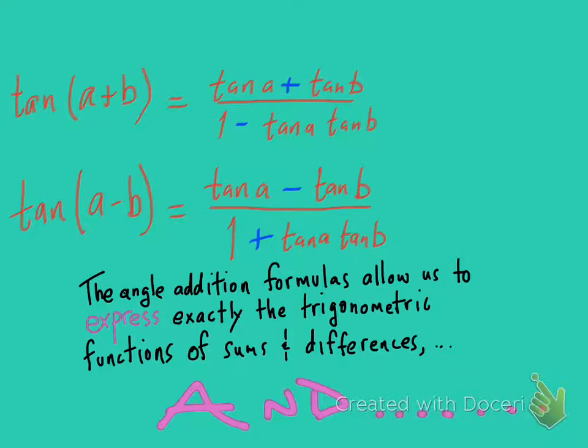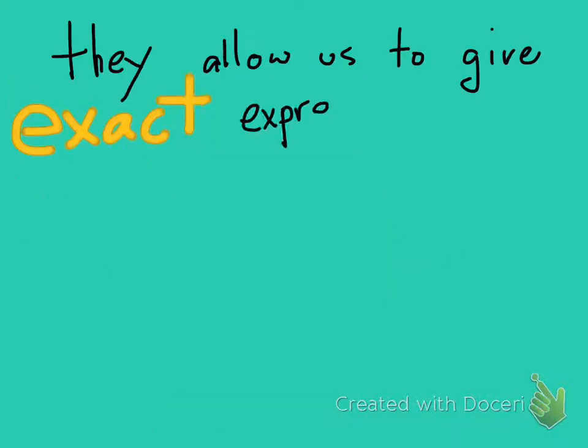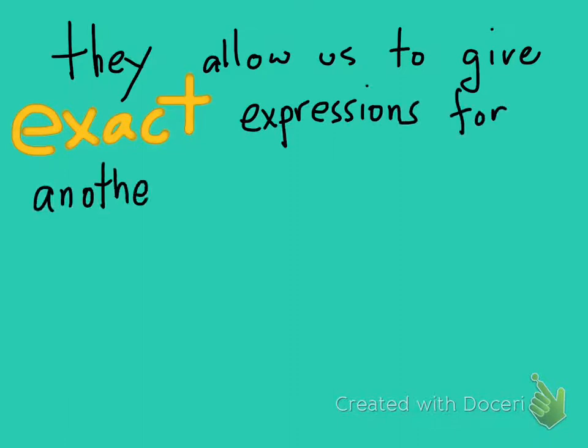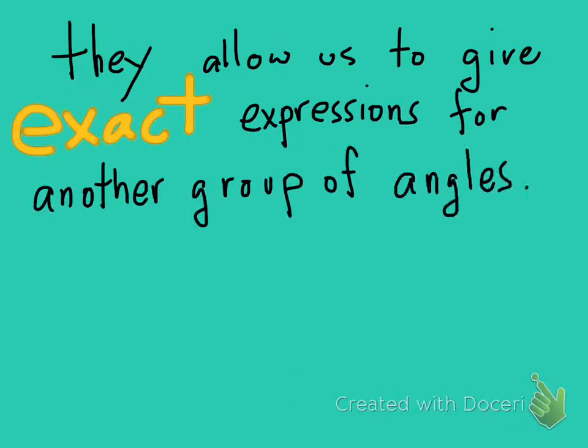This is kind of an interesting thing. The angle addition formulas also give us a way to give exact expressions for another whole group of angles. You know, we've got the unit circle there for us. We got 30, 45, 60, 120, 240, etc., etc. And we can get the exact sine or cosine or tangent of all those angles. You know, tangent of 120 is negative root 3. Sine of 30 is 1/2. All these exact expressions for those angles.